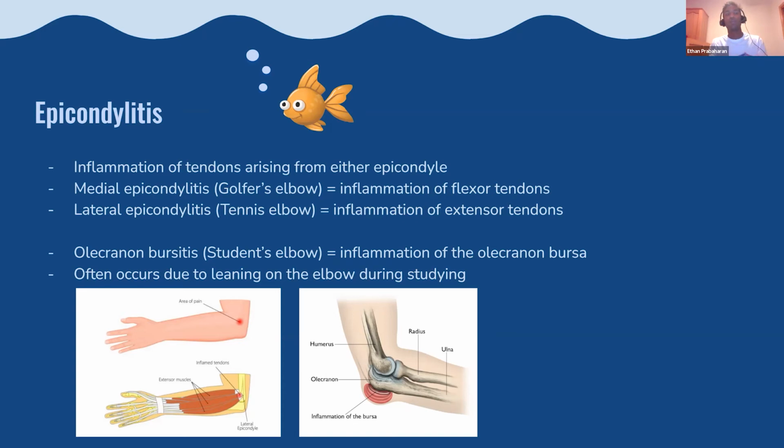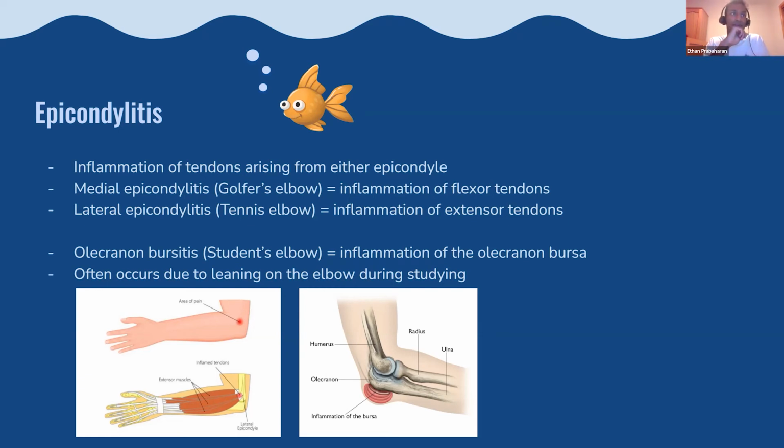Okay, so when we have inflammation of the epicondyle, that often occurs from overuse, and medial epicondylitis, which is called golfer's elbow, is inflammation of the flexor tendons, whereas lateral epicondylitis or tennis elbow is inflammation of the extensor tendons. I think this is something that's worthwhile knowing because generally the conditions come up more than the actual anatomical questions.